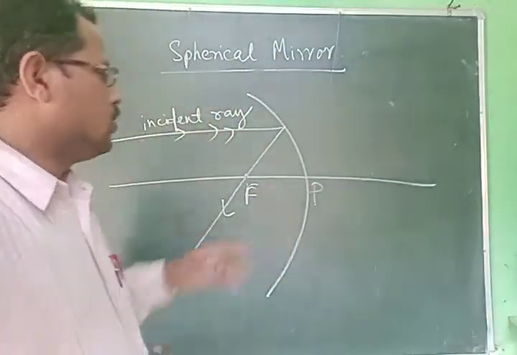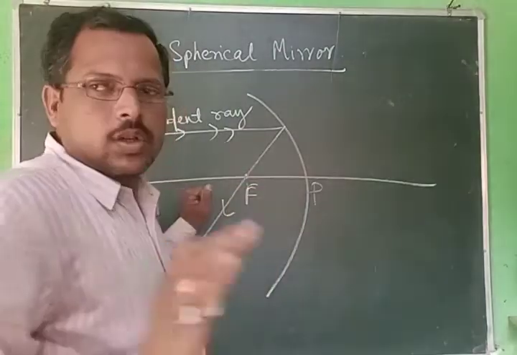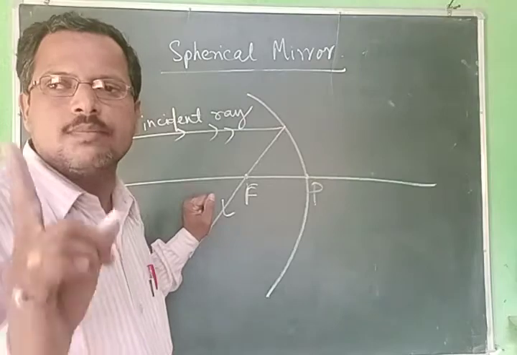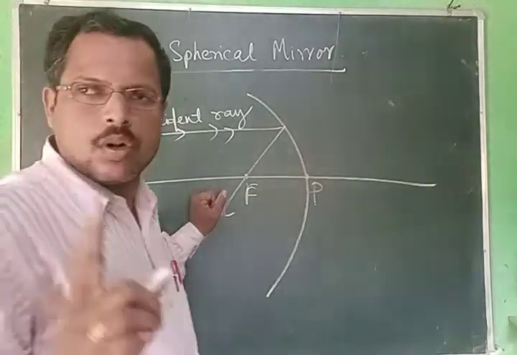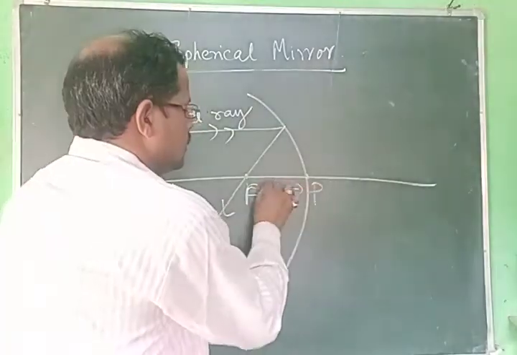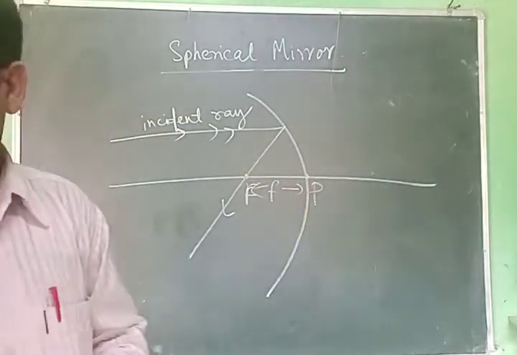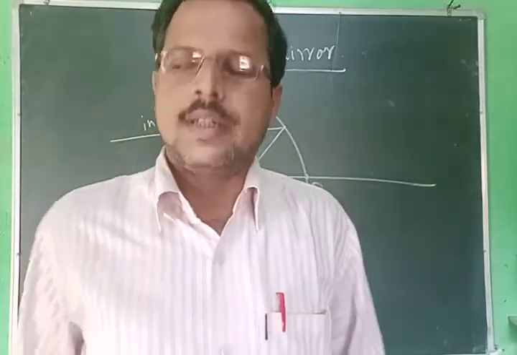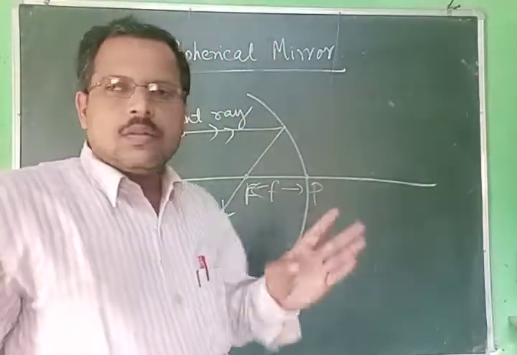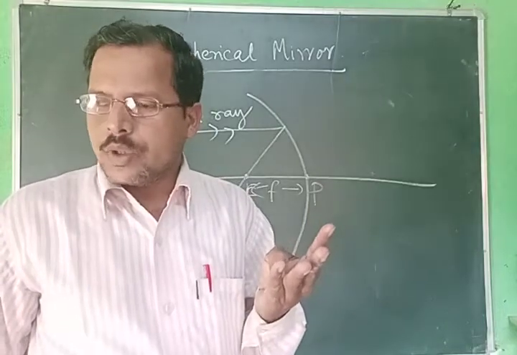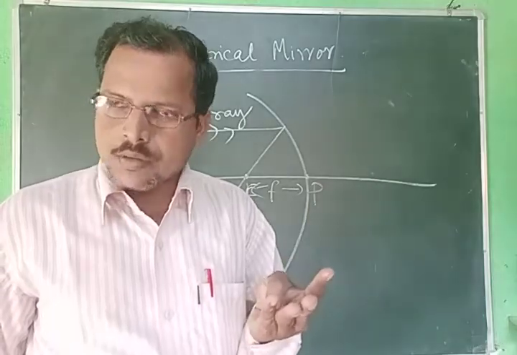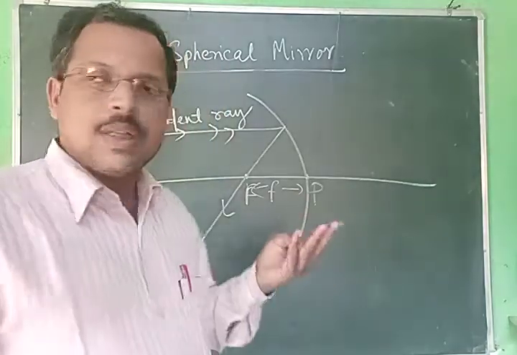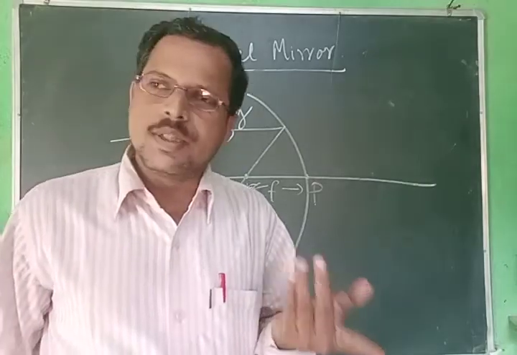Okay. So this is the principal focus, and the distance from the pole to the principal focus is called the focal length. This is the focal length. Next, principal axis. Principal focus. Next, pole. Next, image distance and object distance.